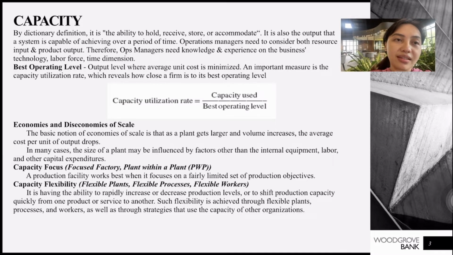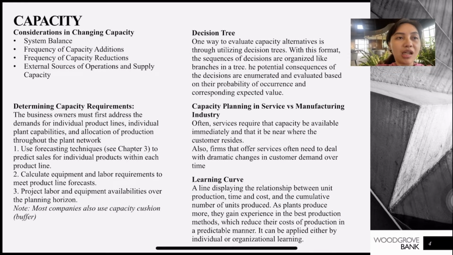wherein the output level is produced at a minimized average cost. To do this, we have to consider factors like economies and diseconomies of scale, capacity focus, and capacity flexibility. Other considerations are system balance, frequency of capacity additions and reductions, and external sources of operations and supply capacity.